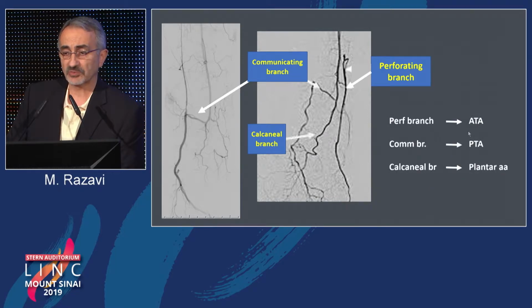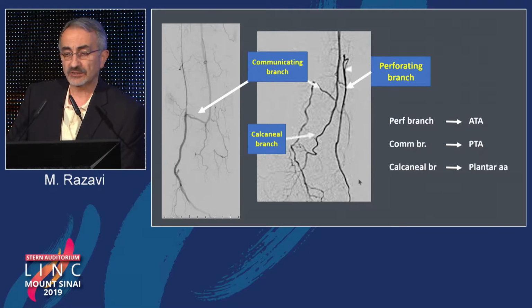All right, so perforating branch goes into the anterior tibial artery. Communicating branches, we talked about it usually up here. It goes into the posterior tibial artery. It's also a good collateral pathway for recanalization of the posterior tibial artery. If you can't do it antegrade, sometimes we try this path before I stick the posterior tibial artery in a patient with critical limb ischemia.